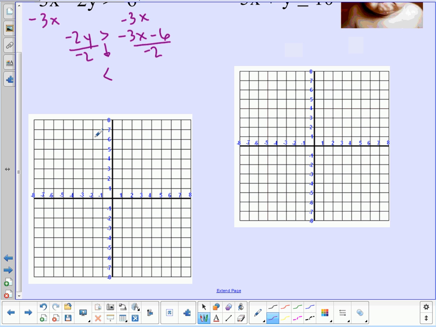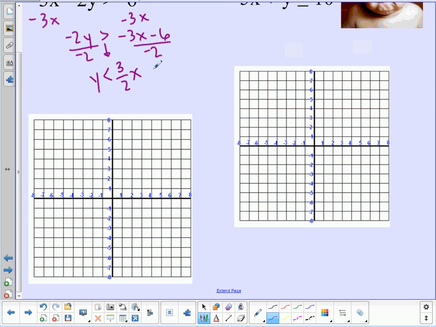This is why we do that first, because if you would have made all those choices first, you would have said, oh, I need to shade up. But no, we're actually flipping the symbol, so you really need to shade down. So solve for y first, then make your choices. Over here, let's simplify this right-hand side. Negative 3 divided by negative 2 actually gives me a positive 3 over 2.